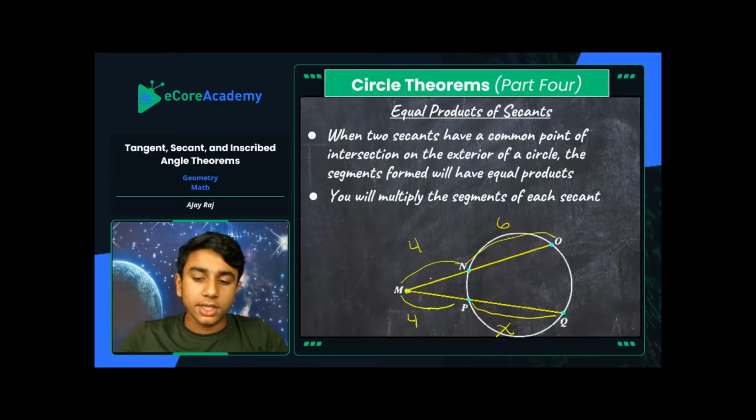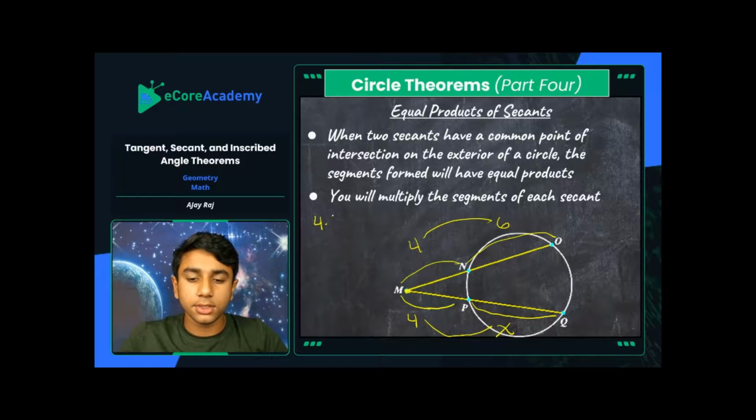Once the secant MO intersects the circle, that's one segment formed, and then the rest of it in the interior of the circle, the chord, is a second part. Likewise with MQ. We know that the product of these two must be equivalent to the product of these two. Since we're solving for x, let's multiply these out.